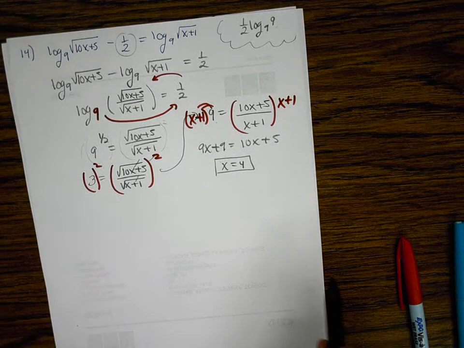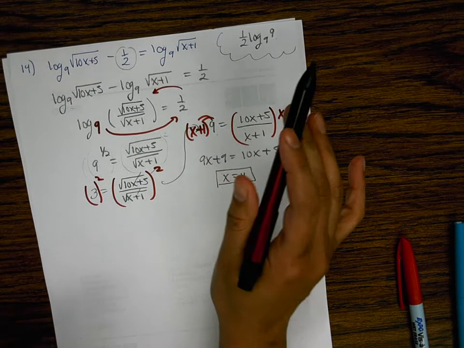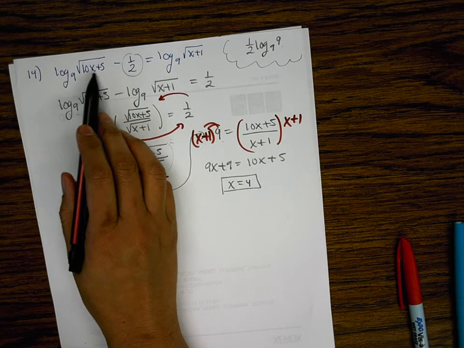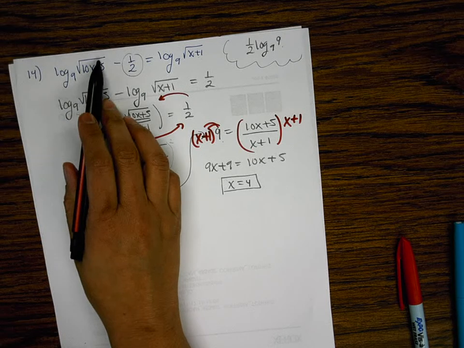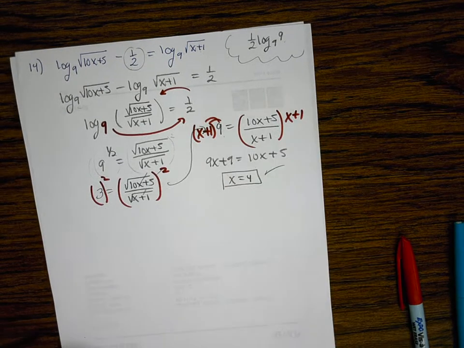All right, we're going to check. 4 plus 1 is positive. The square root of a positive is positive. We're good. 10 times 4 is 40. Plus 5 is positive. Square root of a positive is a positive. There's no x here, so I don't have to check it. So we're good. That is a solution.